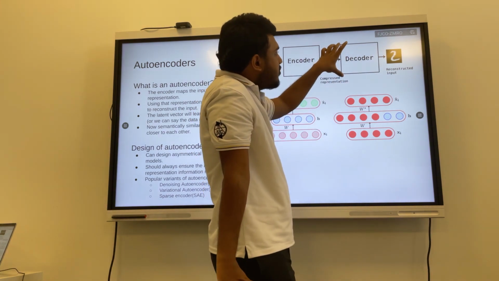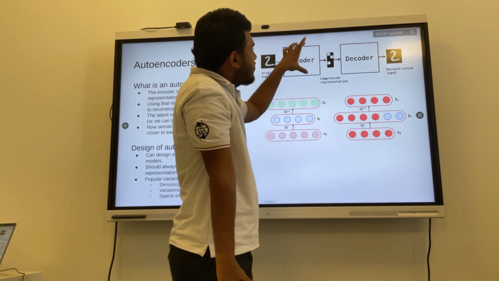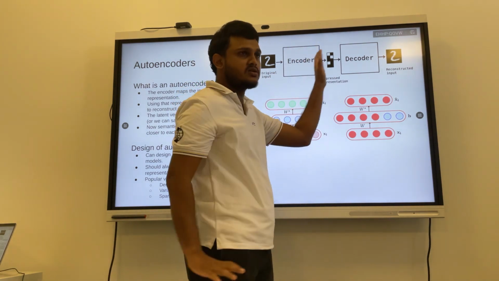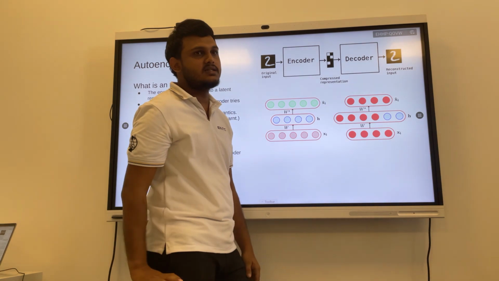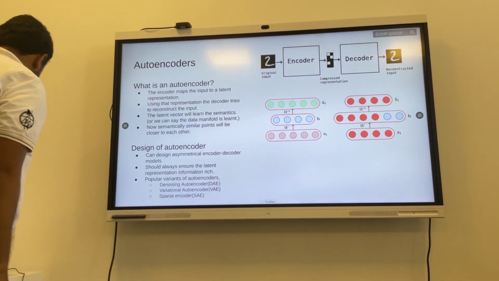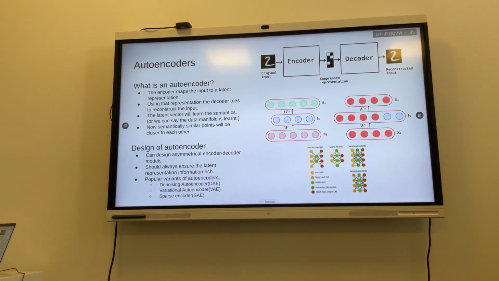But if this is too small, it will take some of the encoder's layers and specialize them on reconstructing the image as well. So that can also be a problem. And when we come to autoencoders, there are different variants like denoising autoencoders and variational autoencoders. You can read more about these types also.